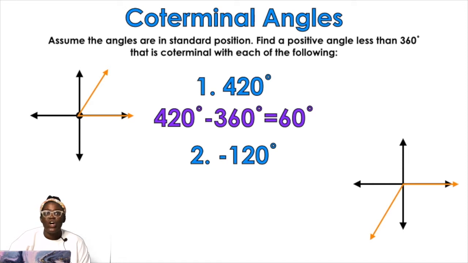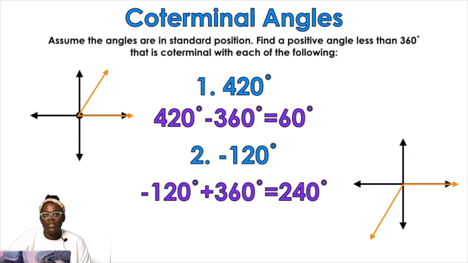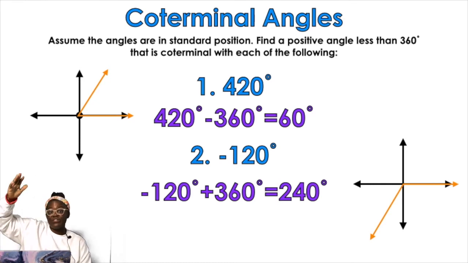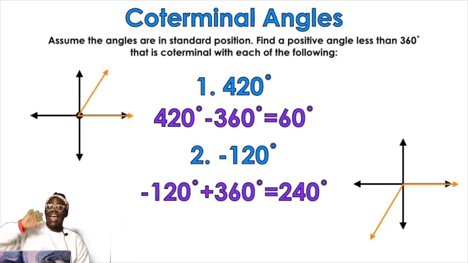Okay. So what that looks like. Oh wait, sorry, let's do the second one. So the second one is a negative angle, right? And it's negative 120. What we're going to do is add 360. So 420 was bigger than 360, so we subtract 360. Negative 120 is less than 360, so we add 360 to get it to be positive. So that gives us 240.